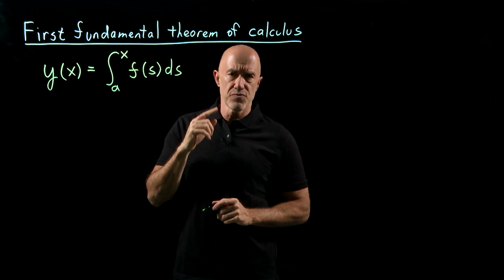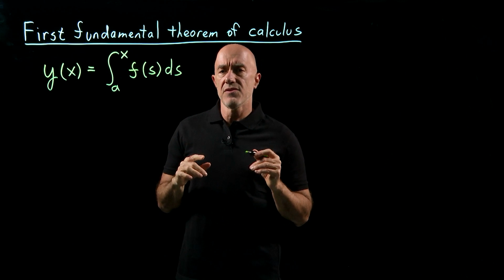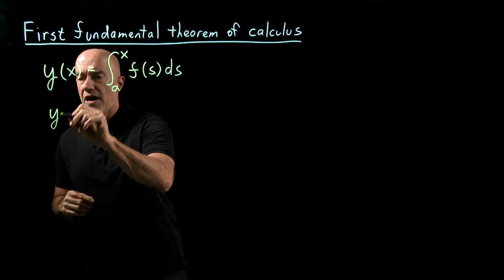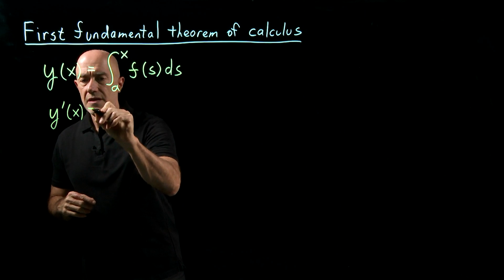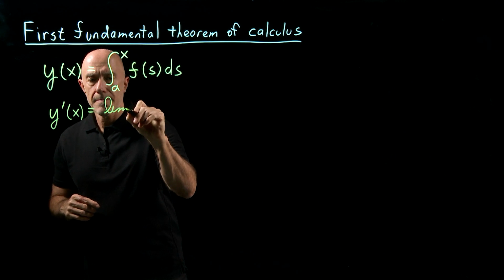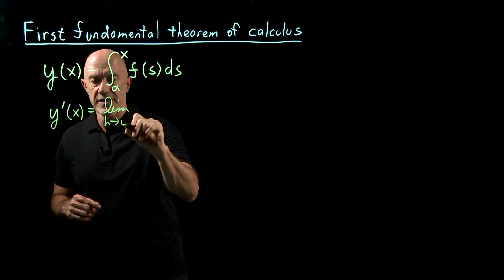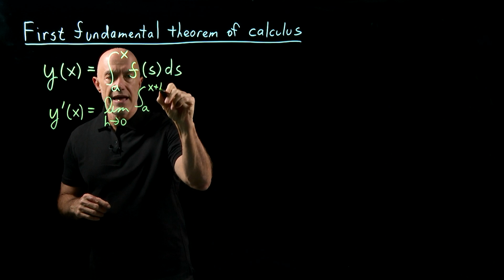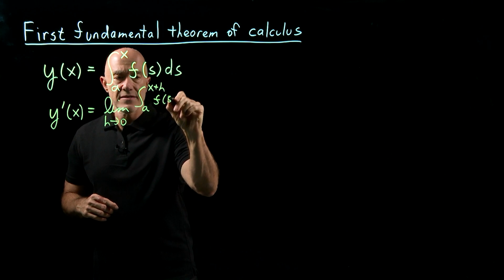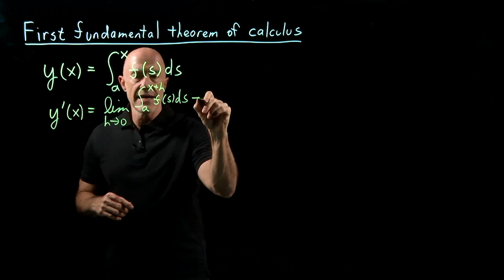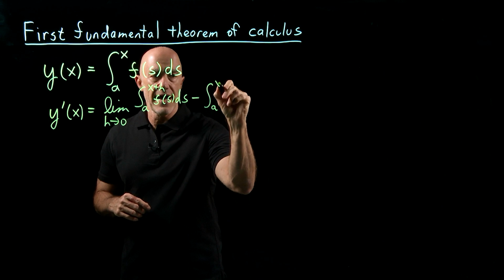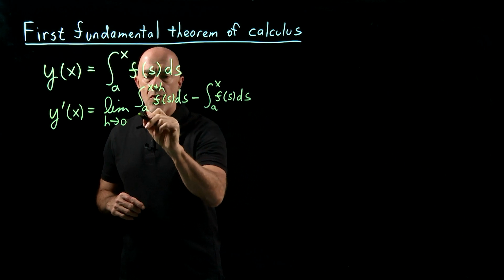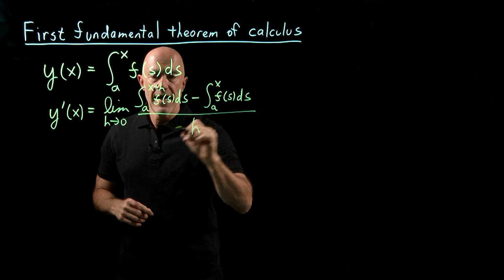If we take the derivative of this function and use the definition of the derivative, we have y prime of x is equal to the limit as h goes to 0 of the integral from a to x plus h of f of s ds minus the integral from a to x of f of s ds, all divided by h.